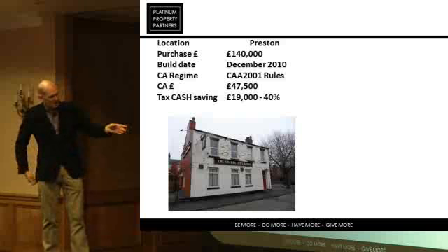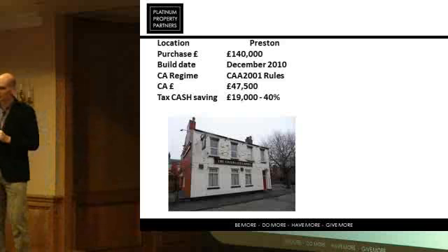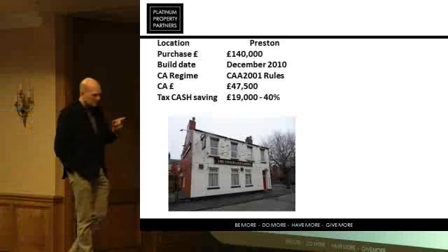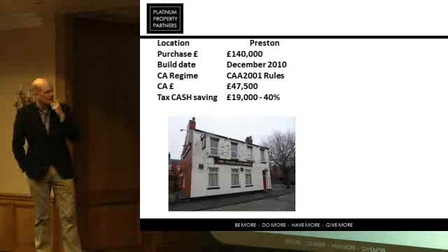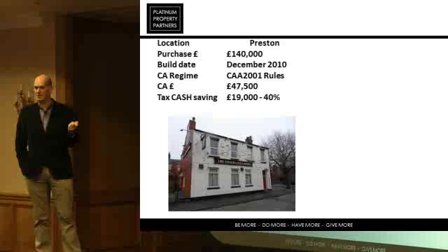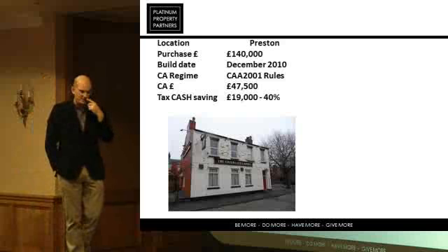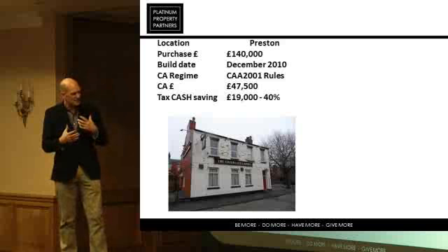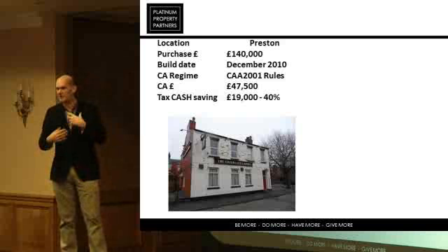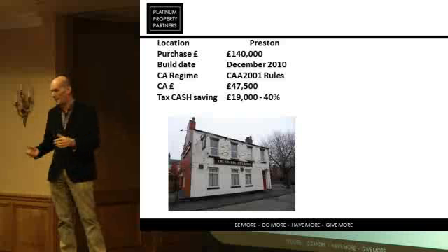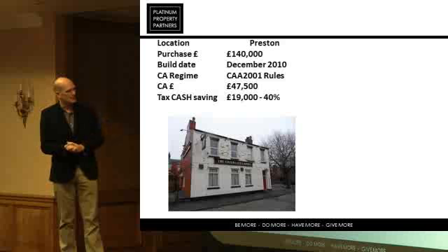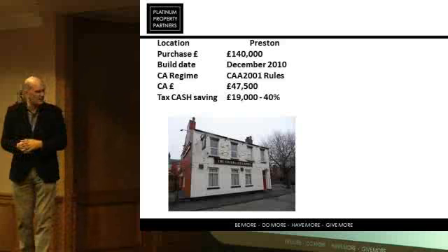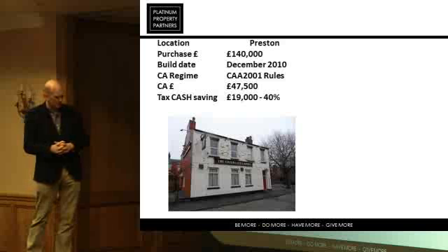So this is a pub. I'll grant you, not the nicest pub in the world, but nevertheless, a pub called the Cricketers Arms in Preston. If you ever go to Preston, I wouldn't recommend this pub. It's not that great. But bought for £140,000. The owner has done something with his properties, which I've got another example of a bit later. He likes to buy older properties like this and convert them into more residential properties. Some great tax reliefs there as well. That says build date, but he actually bought it in December 2010, and we identified about £19,000 in cash savings for him for that particular property.